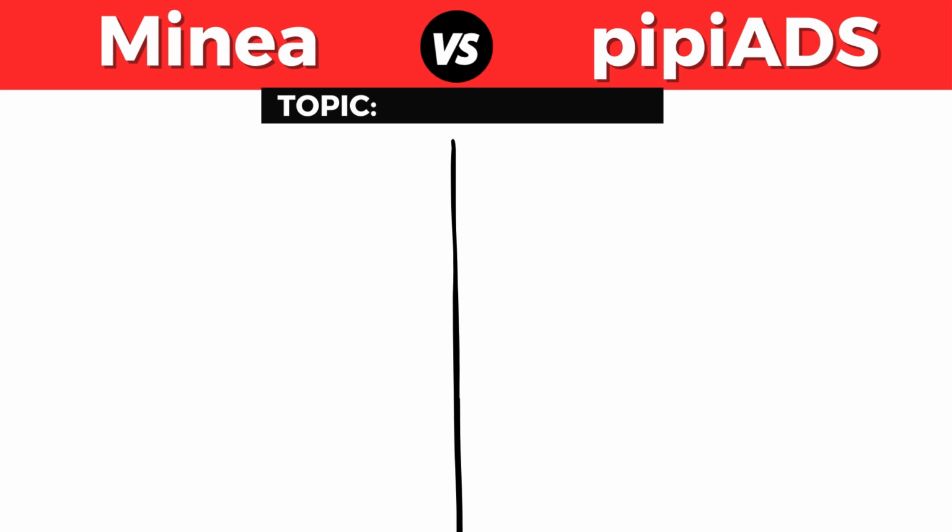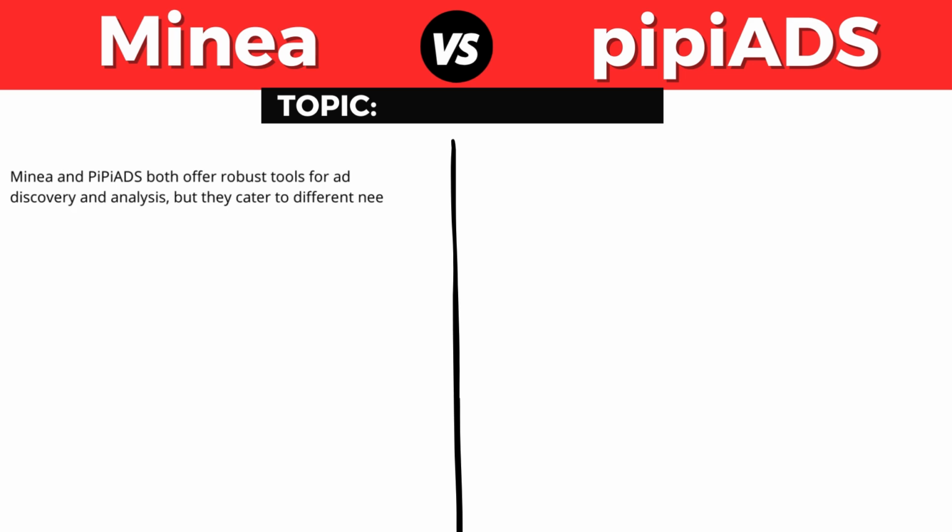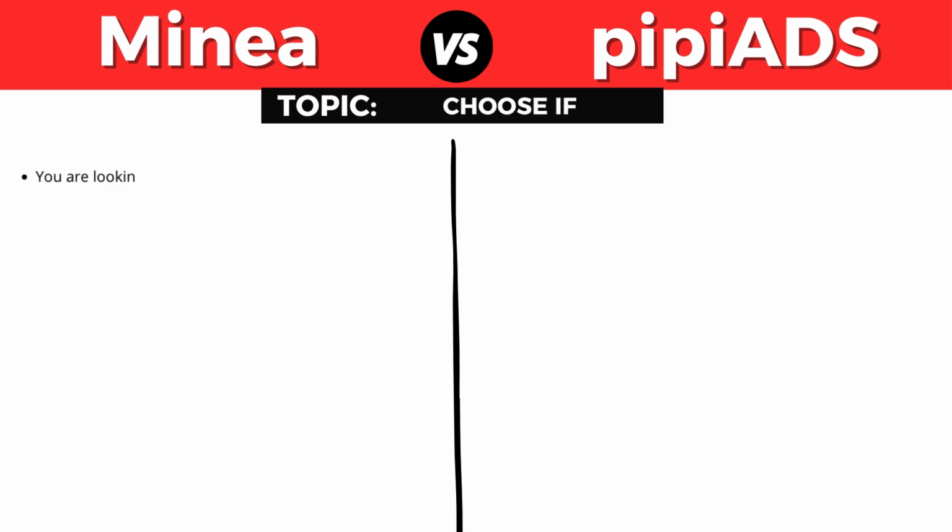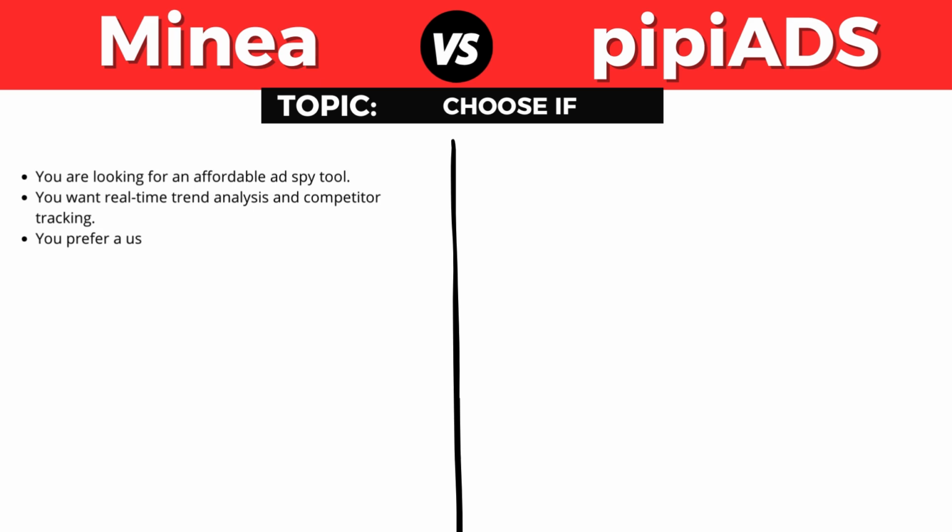Okay, so in conclusion, PiPiADS and Minea both offer robust tools for ad discovery and ad analysis, but they cater to different needs and budgets. Choose Minea if you're looking for an affordable ad spy tool and if you want real-time trend analysis and competitor tracking. If you prefer a user-friendly interface and if you are starting out or have a limited budget.